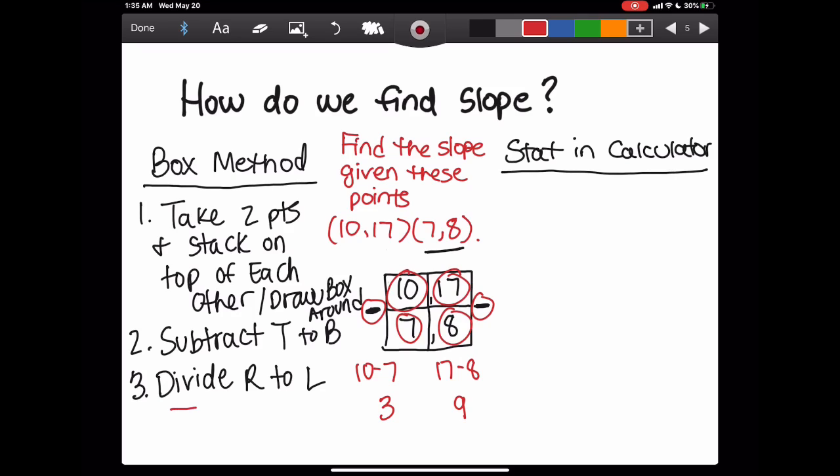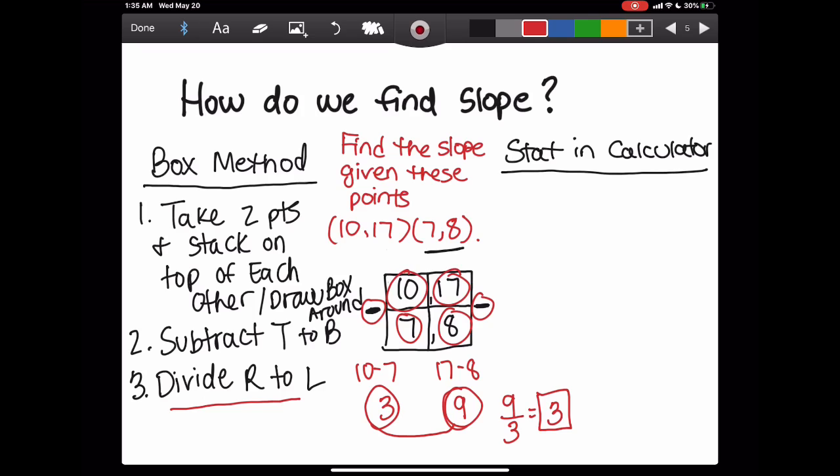And my last step here is to divide from right to left. That means that the number on my right side, in this case 9, is going to be on top. I'm going to divide 9 divided by 3, and that will give me a slope of 3, because if you just divide 9 divided by 3, it will give you 3. That means that my slope of these 2 points would be 3.